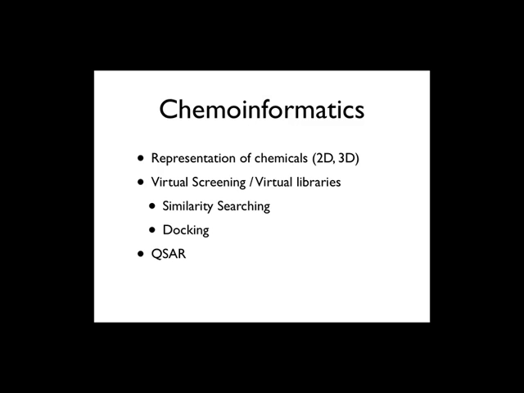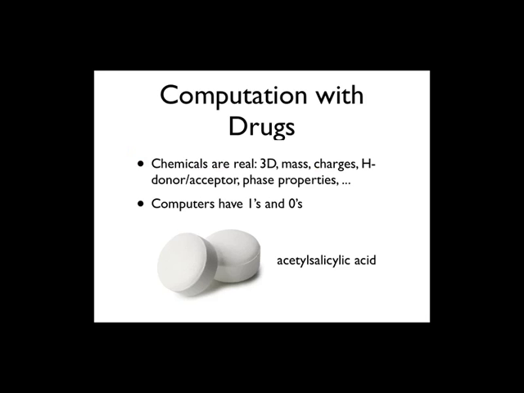Now, chemoinformatics, or cheminformatics as it's also known, is really just the use of informatics and computation to study chemistry. In particular, I'm going to talk about some aspects of it which are of importance for the study of pharmacogenomics. So we'll talk about the representation of chemicals in 2 dimensions and 3 dimensions. We'll talk about virtual screening, virtual libraries, and how they can be used for similarity searching, docking, and quantitative structure activity relationships.